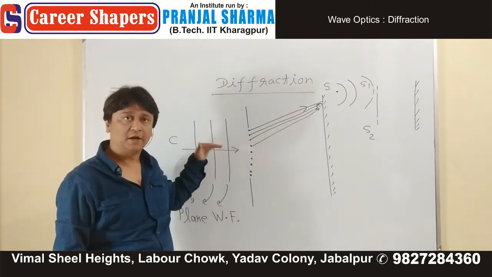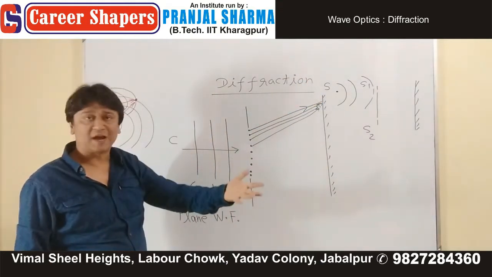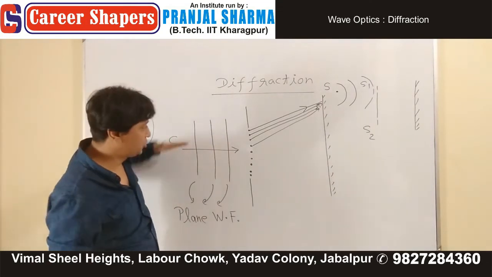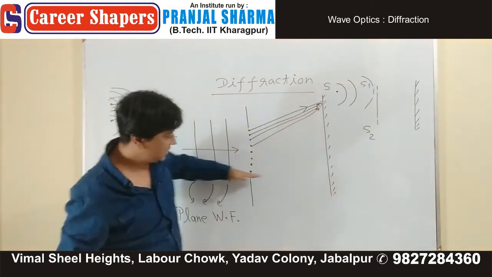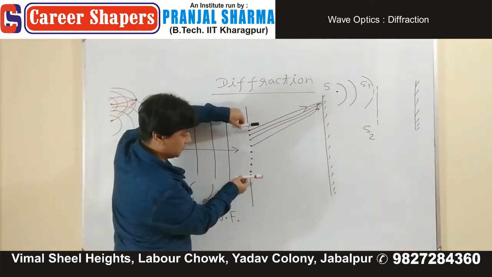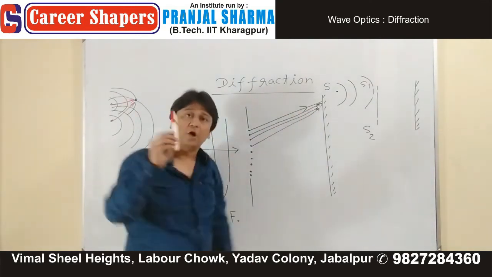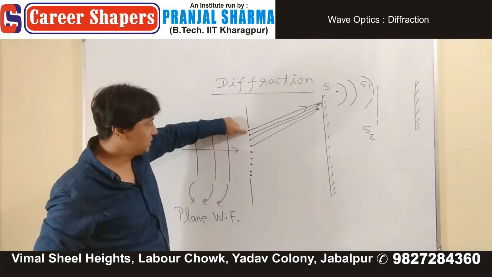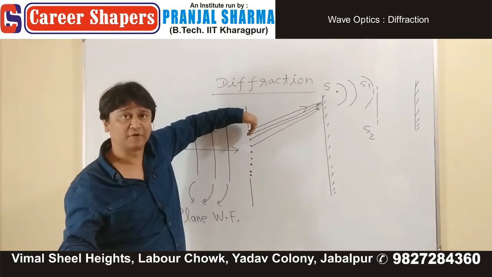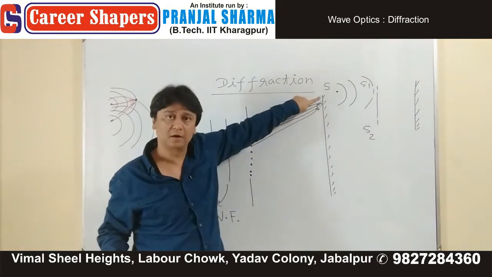Why do you see light reaching other points? Normally you would expect what? You have an opening. If you have an opening, then light should be present only in front of the opening. Only this portion of the screen should get the light. But Huygens tells us that these secondary sources are emitting their spherical wavefronts, and therefore light is reaching everywhere.